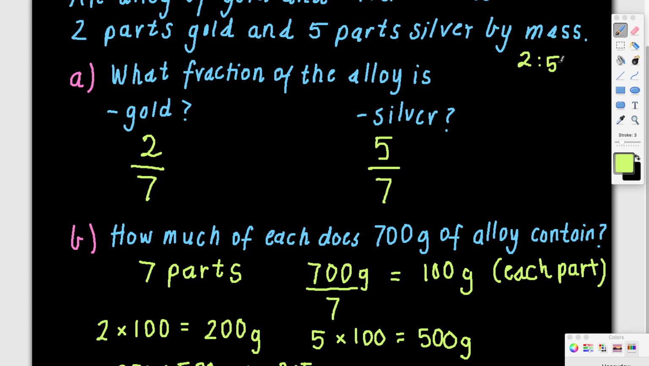So there we have one example of where we've converted the information that was given as a ratio into a fraction, but then we've of course used that ratio to then try and find the answer to this second question. We had the total amount, so how much must each have contained.